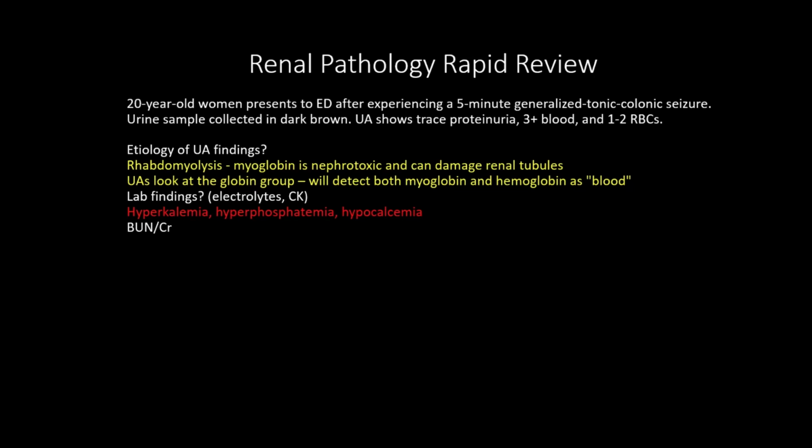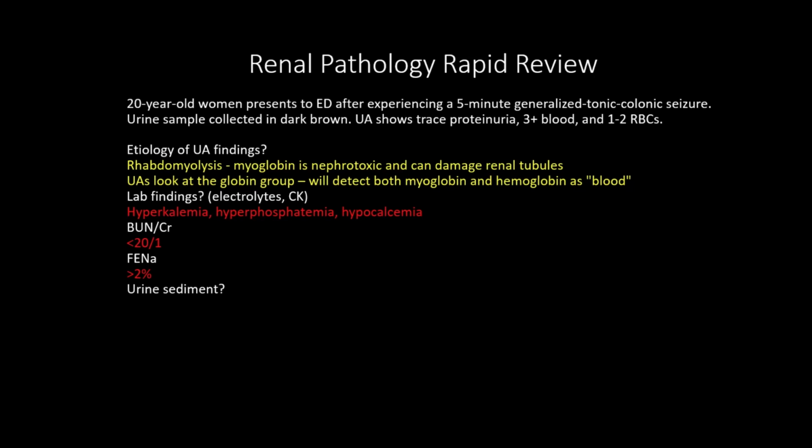So your BUN to creatinine ratio would be like less than 20 to 1. Yeah, so technically myoglobin is directly nephrotoxic. So this would be an intrarenal type look to it, similar to ATN. And then your FeNa, what would that be? This would be greater than 1%. Yeah, greater than 1 or 2% is used as the line for intrarenal sometimes.